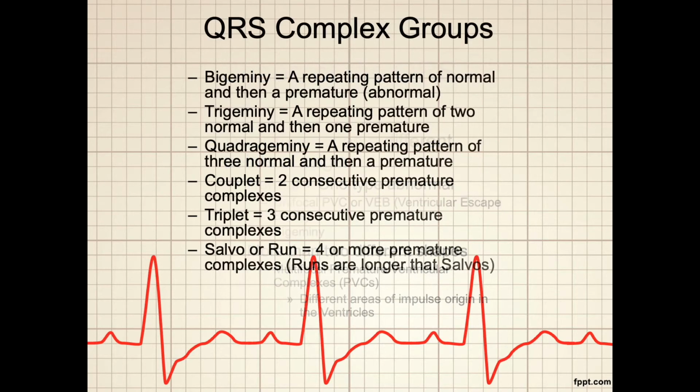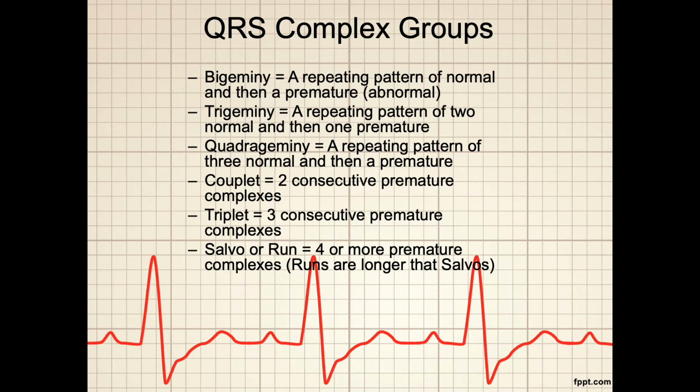Sometimes these PVCs may occur in patterns, and if they do, there are names for these types of complex groups. In bigeminy, it is a repeating pattern of a normal and then a premature beat, and then another normal and a premature beat. In trigeminy, it is also a repeating pattern, but in this case, there's two normal beats and then one premature, and then two normal beats and then one premature that repeats over and over. In quadrigeminy, it's a repeating pattern of three normal beats and then a premature.